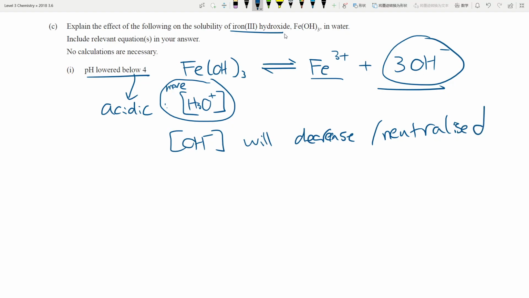And so this OH minus concentration will go down. When the concentration goes down, then your system will no longer be in equilibrium because you don't have the balance anymore. So because this highlighted hydroxide concentration is decreasing, what does the system do to minimize the change? It will shift forward to make more OH minus.